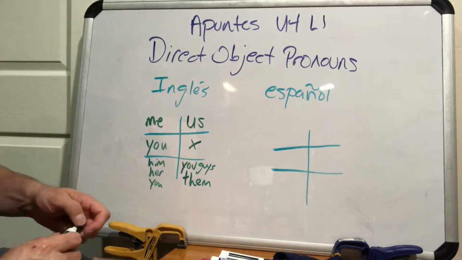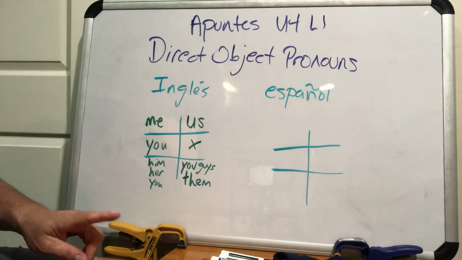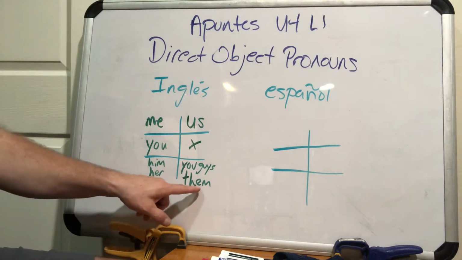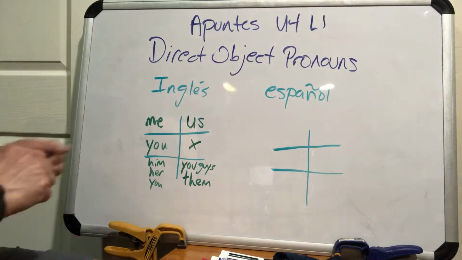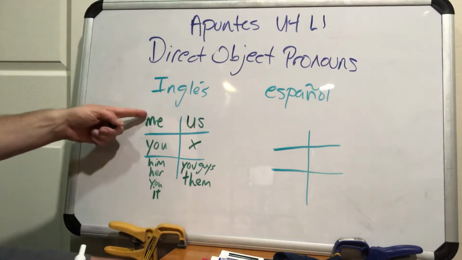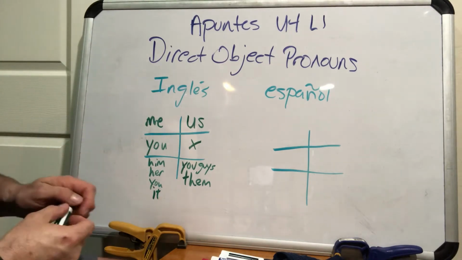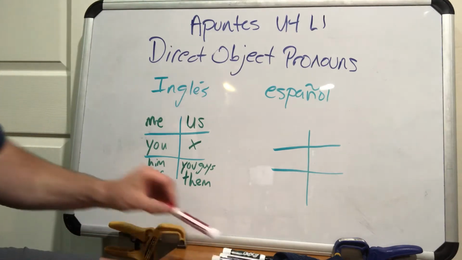Now let's go over. Oh, no, we're missing one. Sorry. It works in the plural to just have it as them, but over here in the singular side, we need it. Man, I almost forgot. So it can be me, you, him, her, you, another you, or it. Those are all my singular ones, okay? Now let's go over here to Spanish.